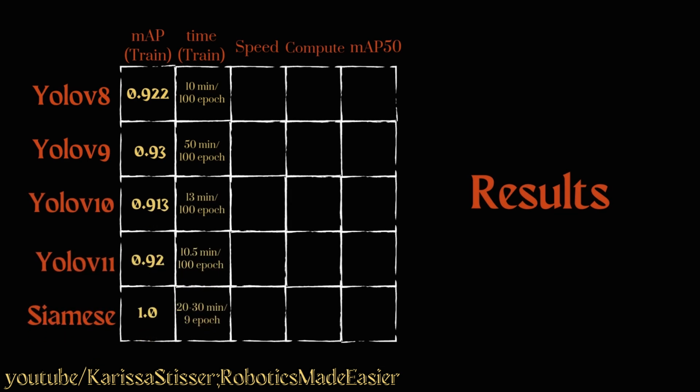I noted the training maps we got for the validation data just for reference. I also noted the training time. YoloV8, 10, and 11 were pretty close, between 10 and 13 minutes for every 100 epochs, so it was fairly painless. YoloV9 was painful, 50 minutes for every 100 epochs.